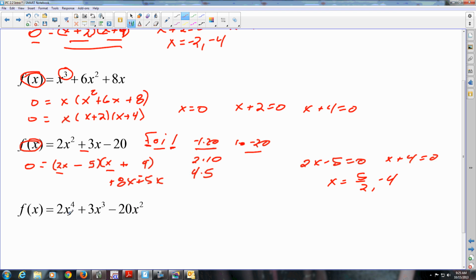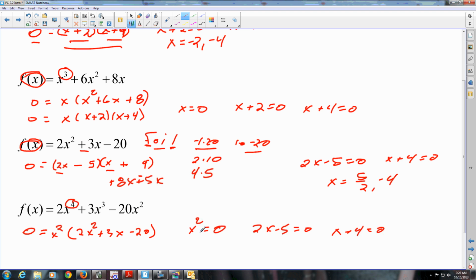Once again on this, look for something in common between them all. There's an x squared in common. So then you have 2x squared plus 3x minus 20. I just did all the work before to factor that one. So you start out with x squared equals 0. Then you'd have 2x minus 5 equals 0, and x plus 4 equals 0. So there are 4 answers.